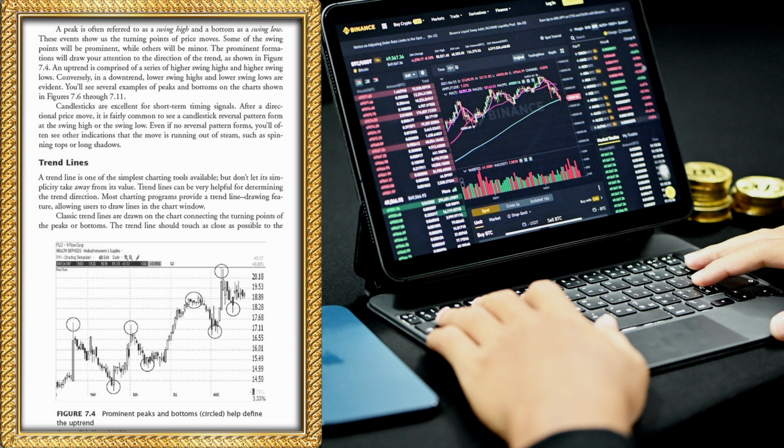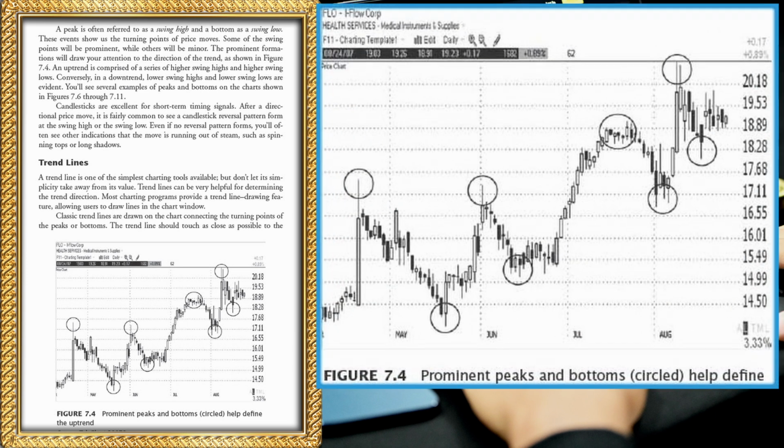The prominent formations will draw your attention to the direction of the trend, as shown in Figure 7.4. An uptrend is comprised of a series of higher swing highs and higher swing lows. Conversely, in a downtrend, lower swing highs and lower swing lows are evident. You'll see several examples of peaks and bottoms on the charts, shown in Figures 7.6 through 7.11.